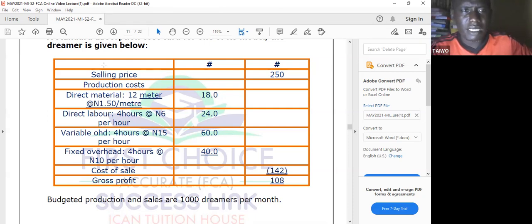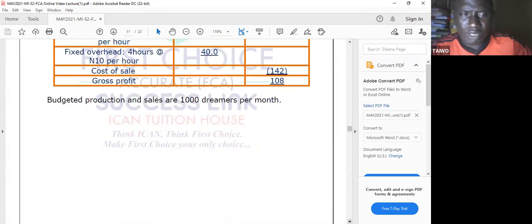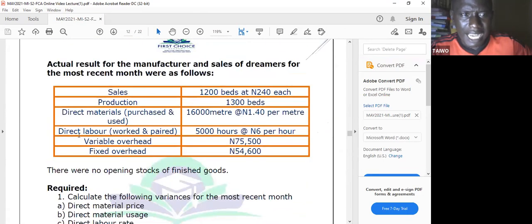Let's look at this. What is the standard price of material? If you go to the standard information, we use 12 meters at 1 naira 50 kobo per meter. It means that per meter, the standard price is 1 naira 50 kobo. But what is now the actual price of material? Look at the actual information. The actual price of material is 1 naira 40 kobo per meter.